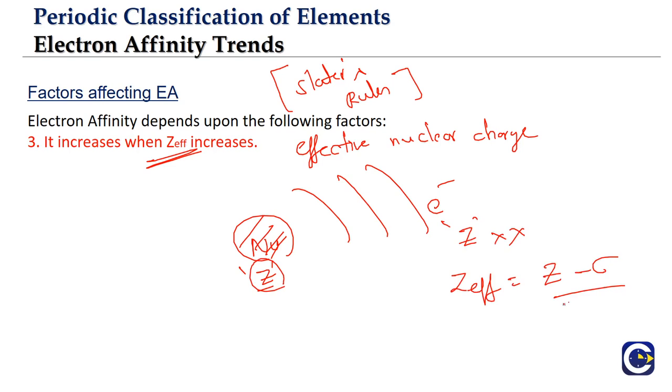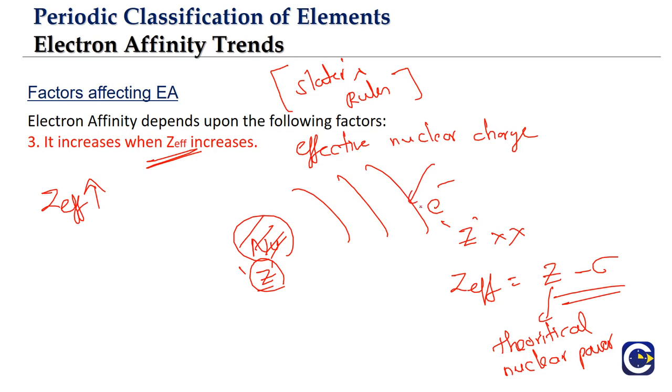It will be equal to Z minus sigma. Z is the theoretical nuclear power, which is nothing but the atomic number. So theoretical value minus sigma; we have to subtract the shielding constant or screening constant. So when Z effective is increasing, what does it mean? If the Z effective increases, the incoming electron is going to be under stronger influence of the nucleus, being strongly attracted by the nucleus. So the amount of energy released is going to be high. So electron affinity will be higher. So this is about the relation between the Z effective and the electron affinity value.